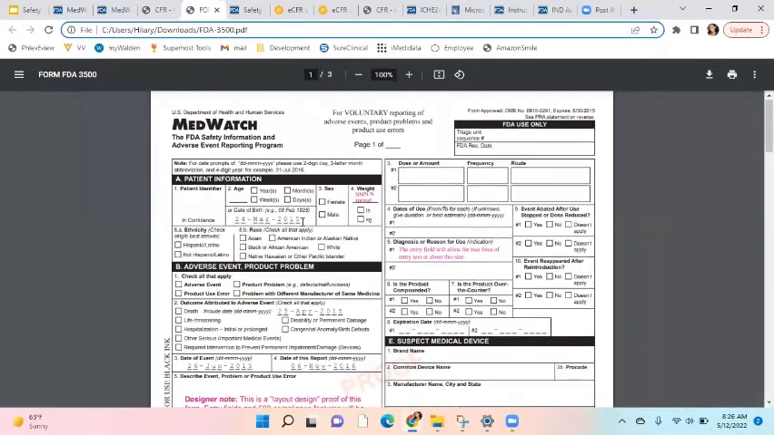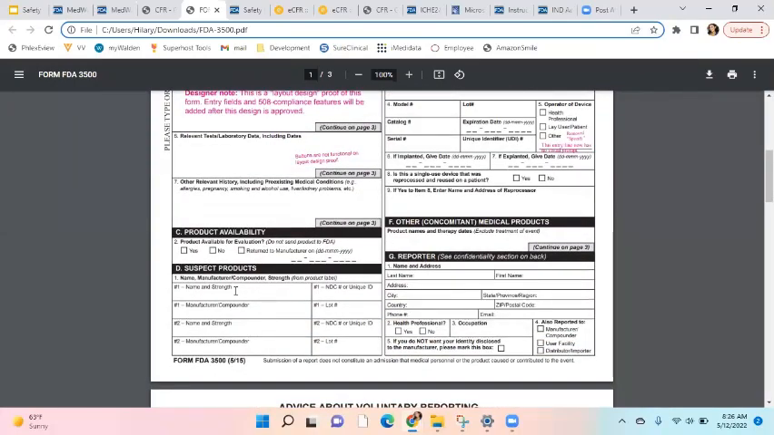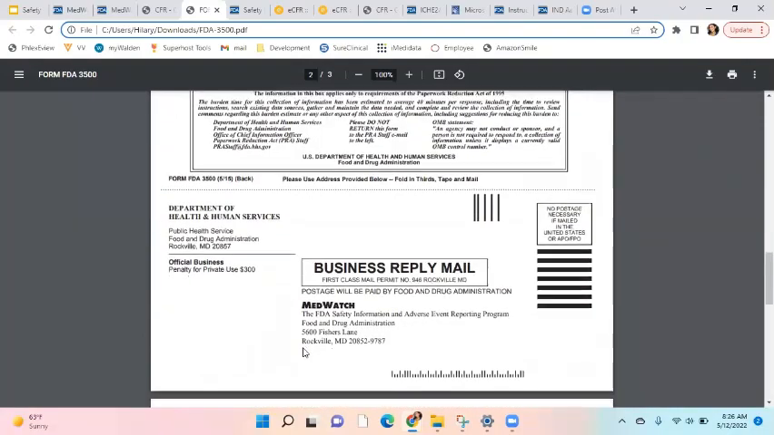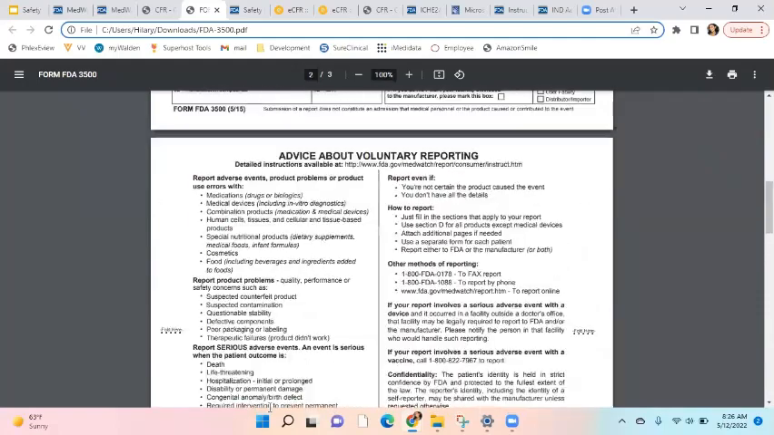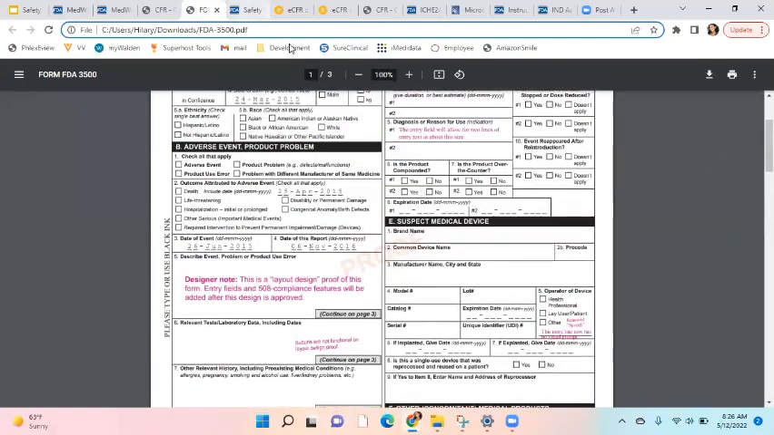Okay, so here's the form in its entirety. You can see who reported it. Here are the suspected products. And then it has some instructions on where to send it. But basically, it's just that one main page of filling in the details, so it's very streamlined and organized.